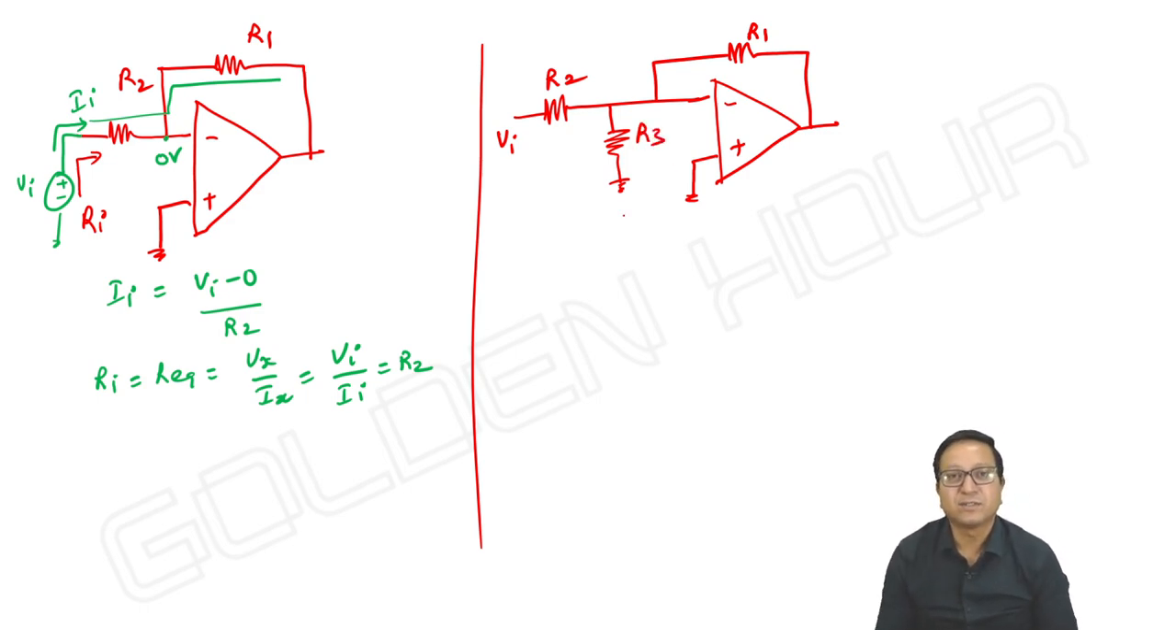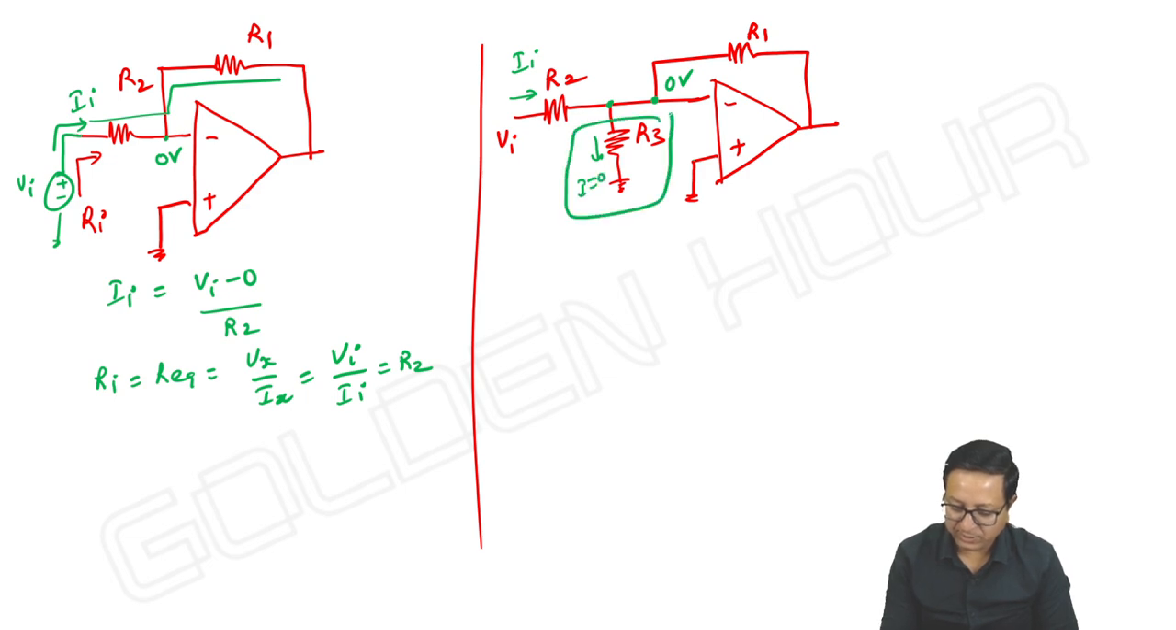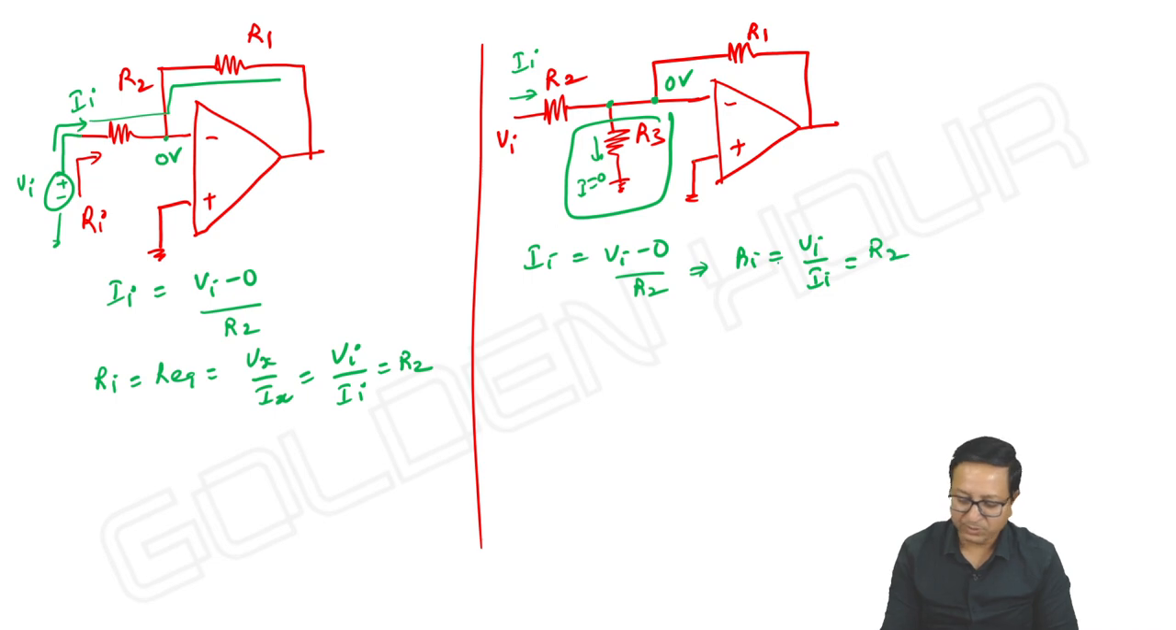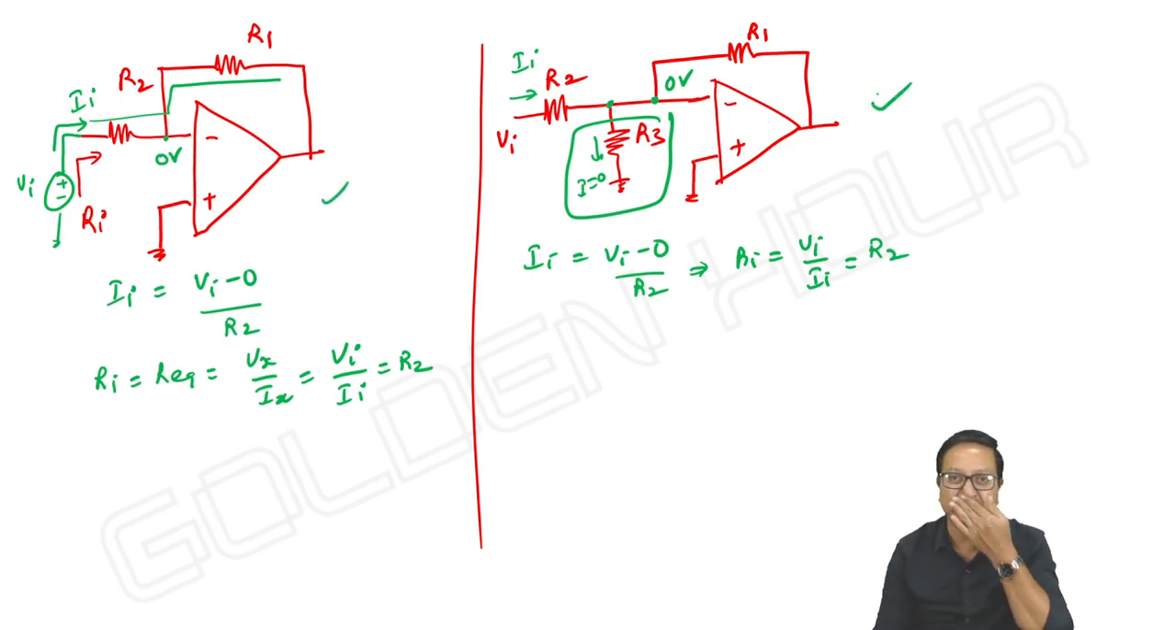Suppose I have a circuit like this. What do we do? Procedure is same. Let me take this current as Ii, and due to virtual short, it is 0 volts. Is there any current possible here? It is simply 0. I need not worry about R3. And what about Ii? Ii is equal to Vi minus 0 by R2, implies Ri is equal to Vi by Ii. It is R2 only. Both circuits will give us the same value of input impedance.